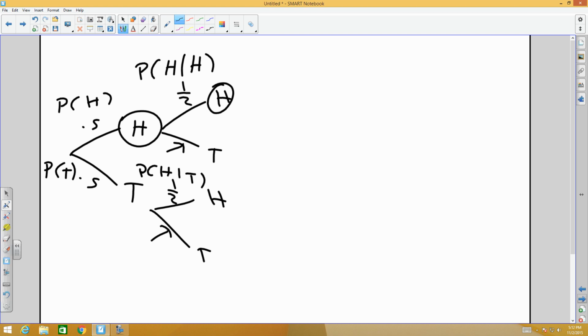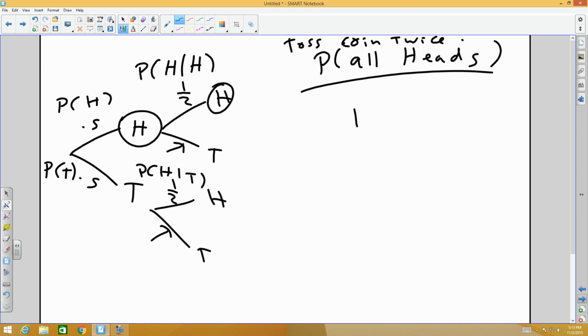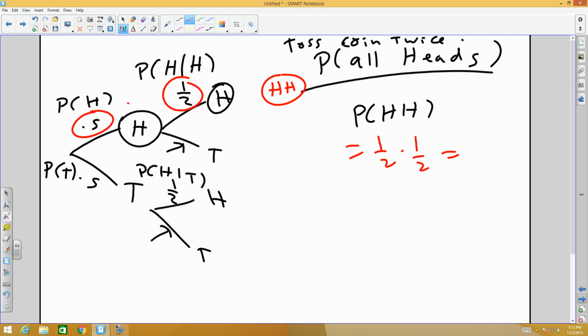Now if you ask me what is the probability that all are heads? Suppose you toss the coin twice. What is the probability that all of them are heads? Which means head and head. In this case, this outcome is half multiplied by half. So this will be half times half, which is 1/4 or 0.25. Okay? So that's a simple example of using the multiplication rule.